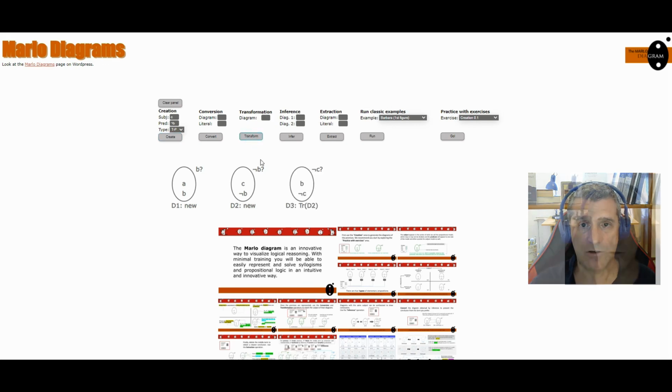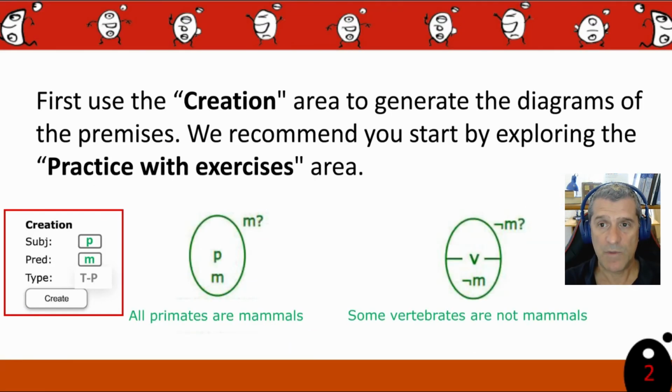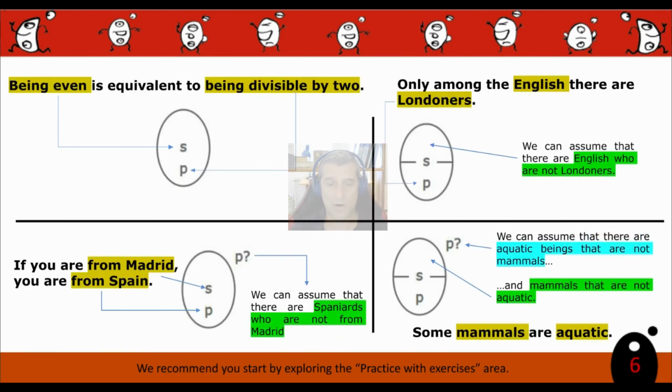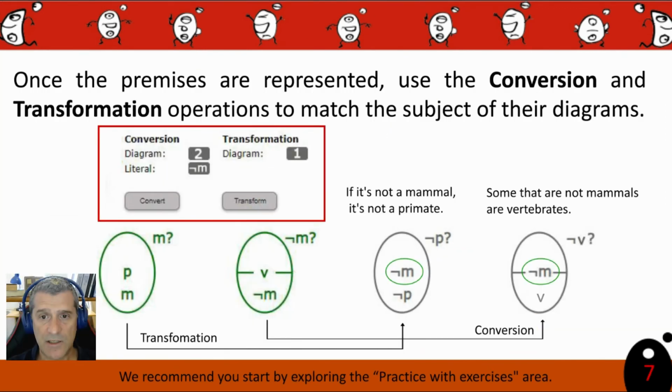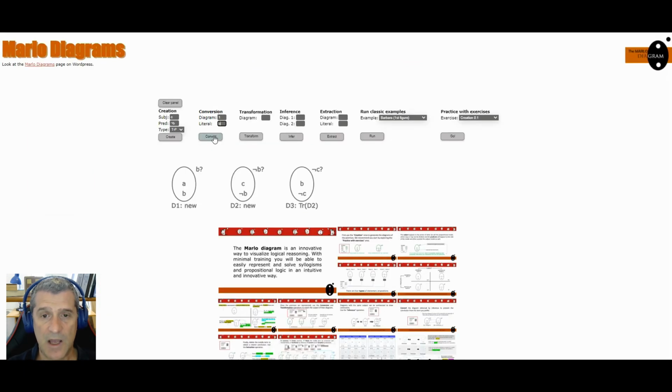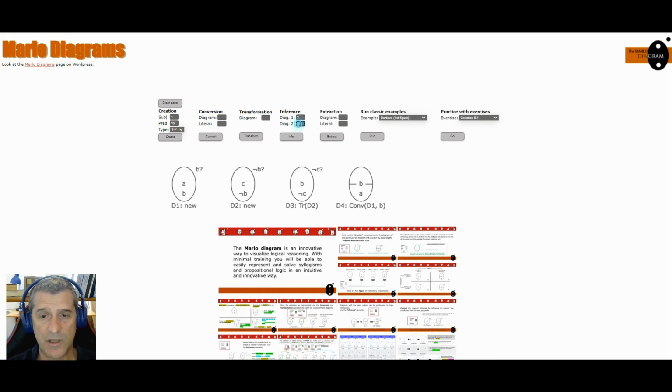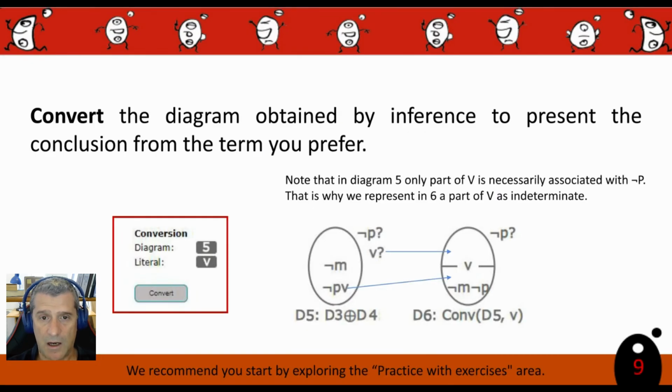To reach a conclusion from the premises, we must first create models of the propositions based on the quantification of the predicate. We then need to match the subjects of our diagrams by identifying the middle term and converting or transforming the diagrams. We can synthesize in a single model all the information contained in propositional models with the same subject. After this, convert the diagram obtained by inference to present the conclusion from the term you prefer.